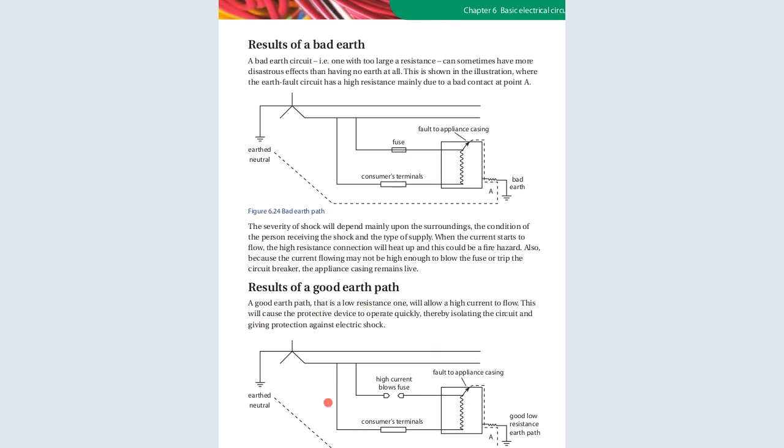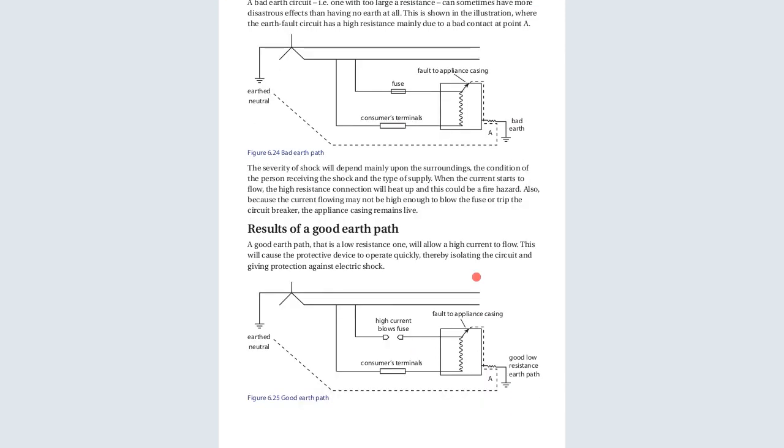Results of a good earth path is here. You can see it now. Good low resistance earth path. You can see there is a good earth path in case of a fault. Now a fault is here on these plans. The fault goes through the earthing and goes to the ground, so it does not cause any danger to the person using the installation.